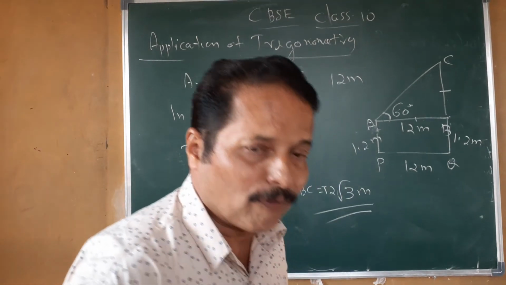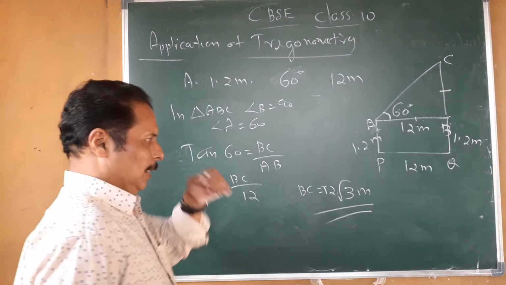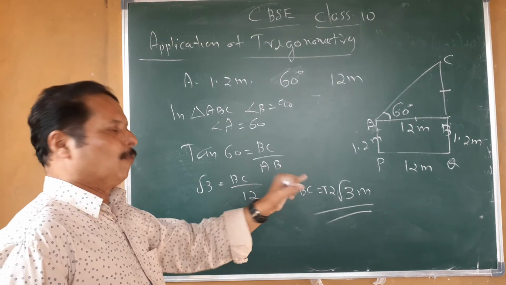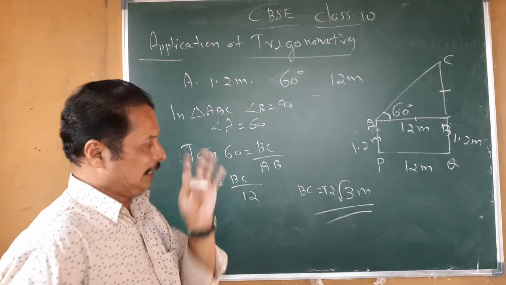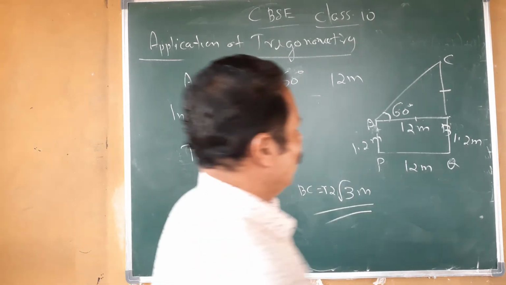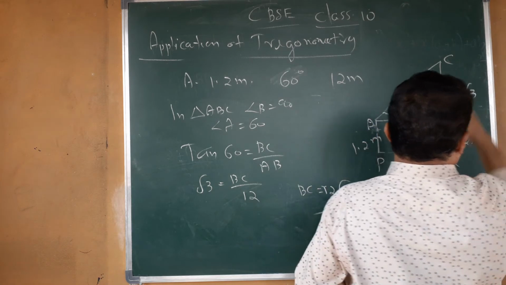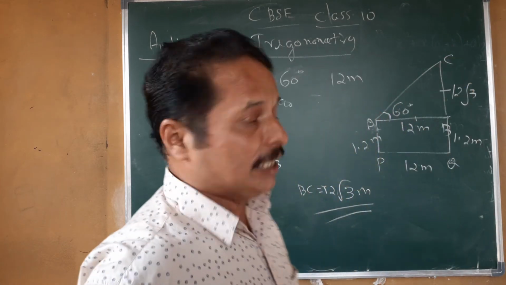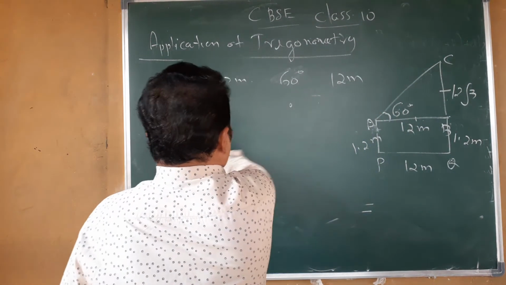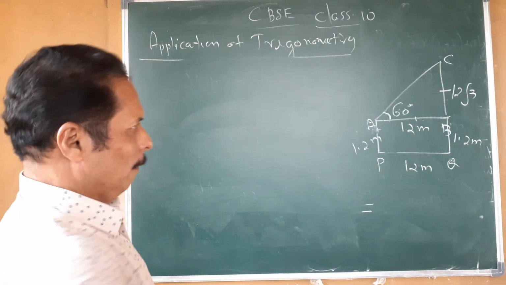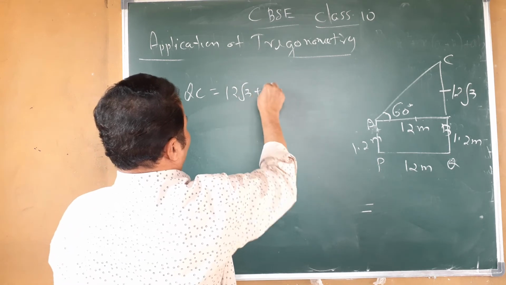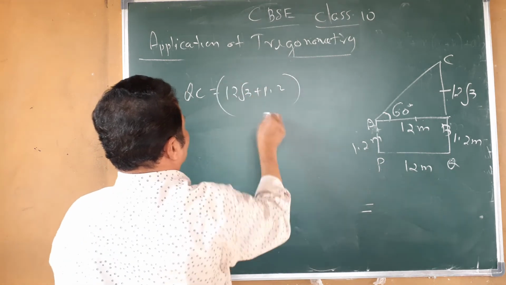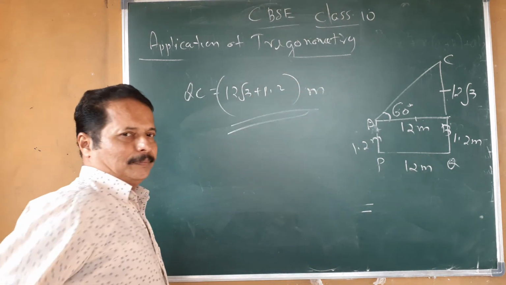Remember, the value of root 3 is not given. If the value of root 3 is given, you multiply it by the value of root 3. Actually, it is given as 1.73, but in this problem, it is not given. So here it is 12 root 3. So, what is the total height CQ? The height of the pole equal to QC. That's equal to 12 root 3 plus 1.2. That is your final answer.